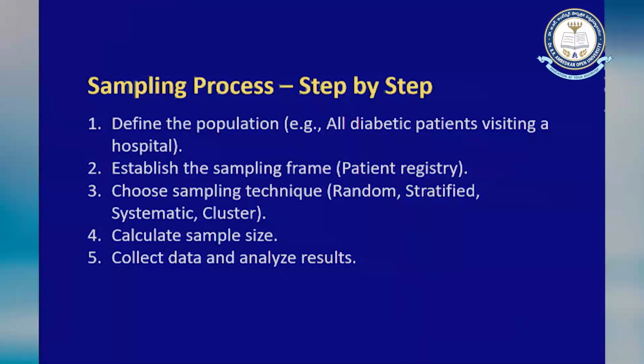Or what about all the diabetic patients visiting a hospital? Do you have the data of all the diabetic patients? That means you're going to collect the diabetic patients' information from all the hospitals. That will constitute your population. So always define your population. Once you define your population, it would be easier for you to proceed to the next step. And what is the next step? The next step is to establish the sampling frame. The sampling frame is nothing but the patient registry, in this case of diabetes patients, right?